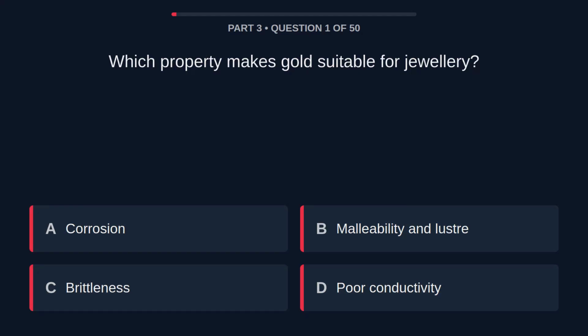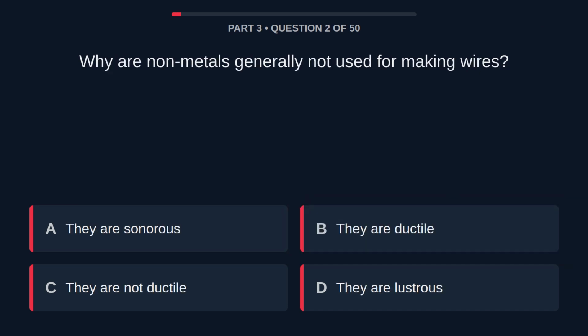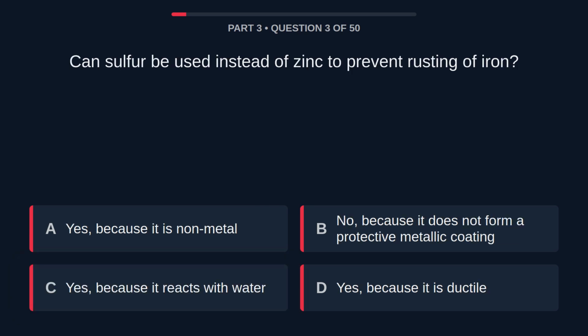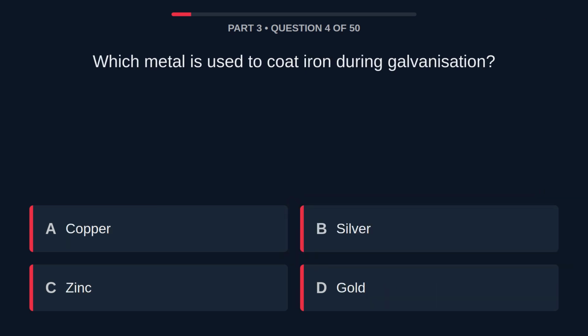Which property makes gold suitable for jewelry? Why are non-metals generally not used for making wires? Can sulfur be used instead of zinc to prevent rusting of iron? Which metal is used to coat iron during galvanization?